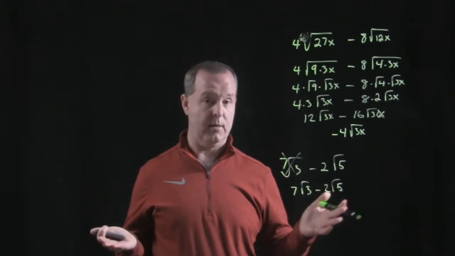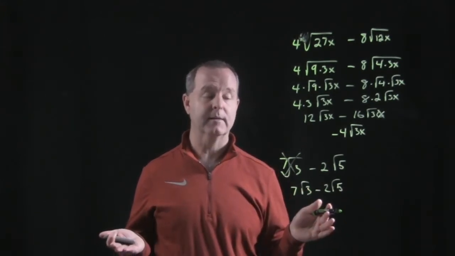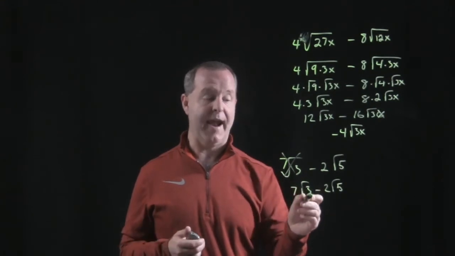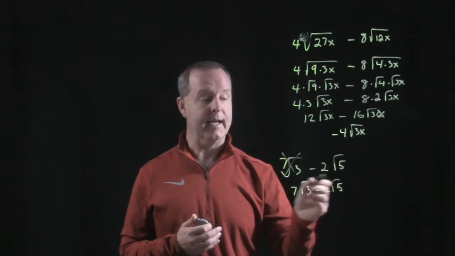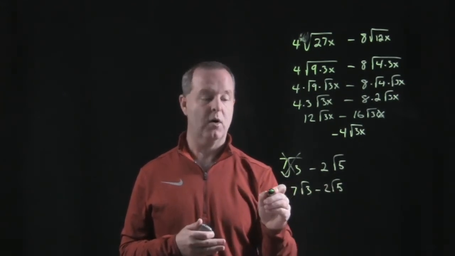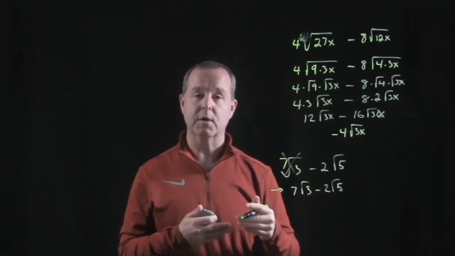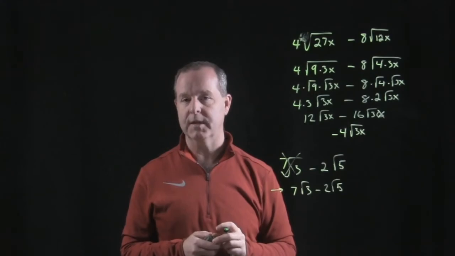Can we combine? No, one's a root 3, one's a root 5. Can we simplify? Well, are there any factors of 3 that are perfect squares? Nope. Any factors of 5 that are perfect squares? No. So my starting problem is also in its most simplified form. So this one cannot be reduced any further.